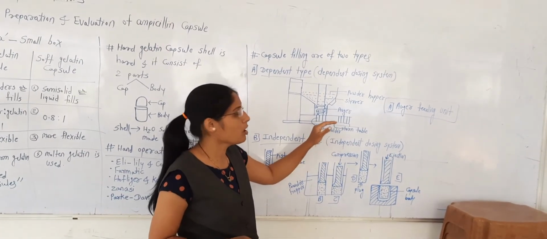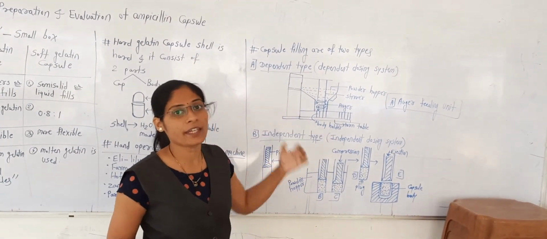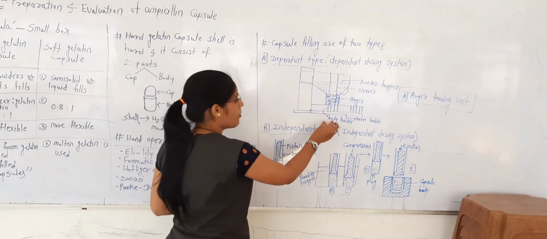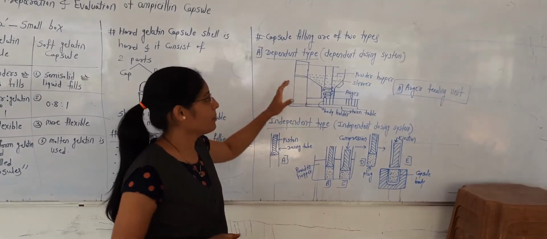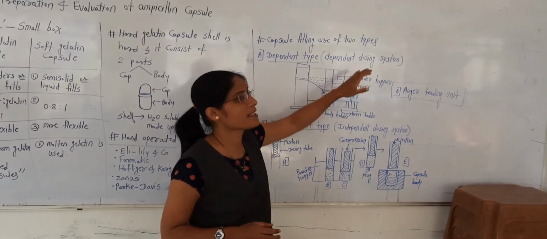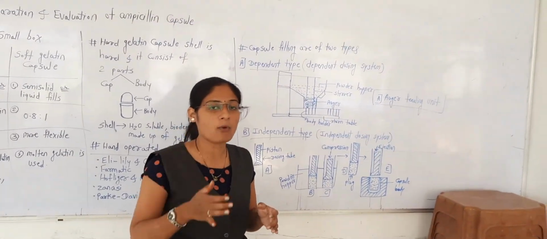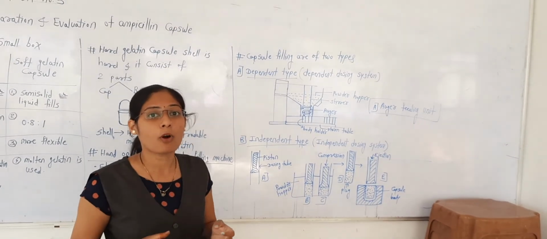Then we can lock that body part with the help of the cap. We can lock the body part by applying the cap. This is called the dependent type. It is the dependent dosing system, meaning we can directly fill the powder or medicament inside the body part.